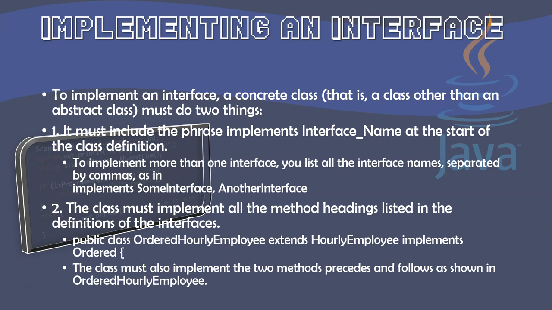So, for example, public class OrderedHourlyEmployee extends HourlyEmployee implements Ordered. The class must also implement the two methods, therefore, precedes and follows, as shown in our class OrderedHourlyEmployee, which we'll look at here in just a minute.